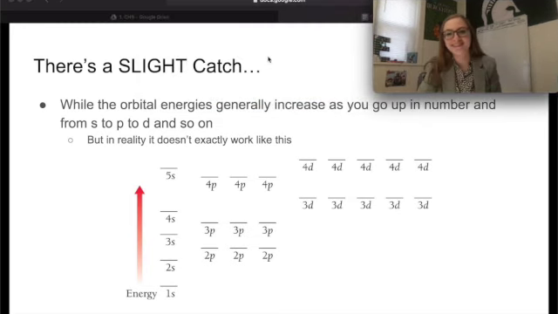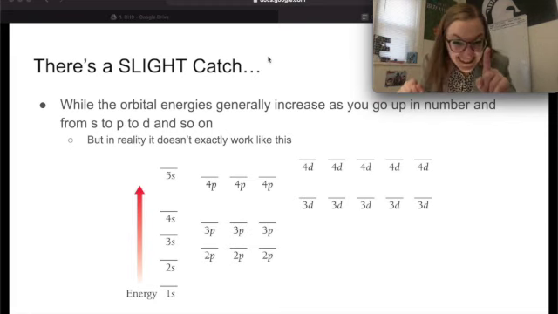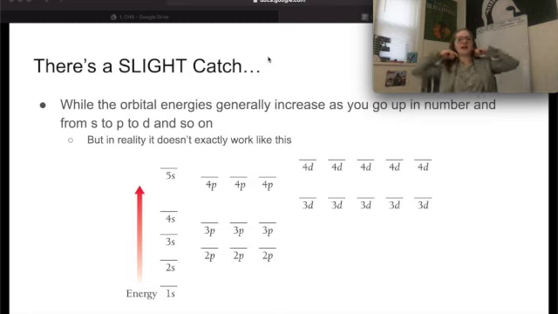So here it is, the slight catch I mentioned before. While orbital energies increase with the principal quantum number, and while orbital energies generally increase as you go up in shape from S to P to D to F to G to H, I didn't mention those, but they technically exist. We won't talk about them in this class.